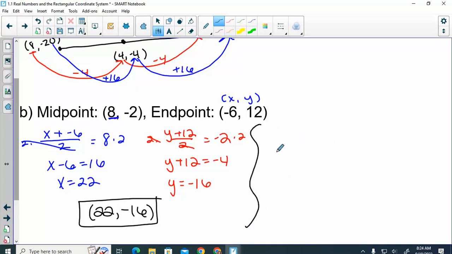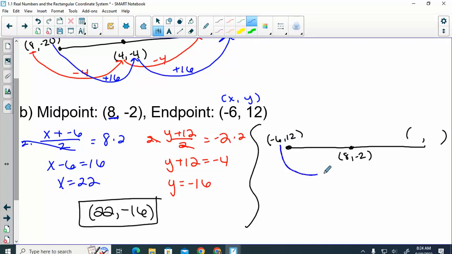If you did it by reasoning, just make sure you don't mix up the endpoint and the midpoint. The endpoint was negative 6, 12. The midpoint was 8, negative 2. And we're trying to find this one. So to find my x, negative 6, what would we have to add or subtract to turn that into 8? 14. It's Monday. It is Tuesday. So then we add 14 again, so 8 plus 14 is 22.